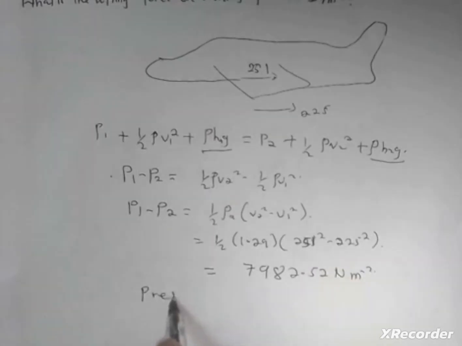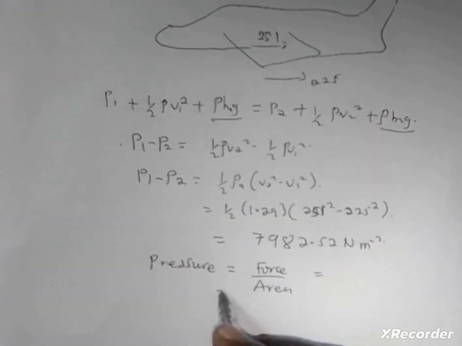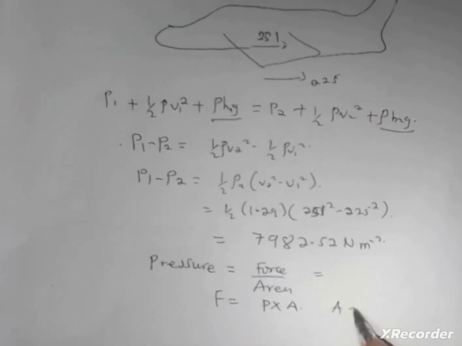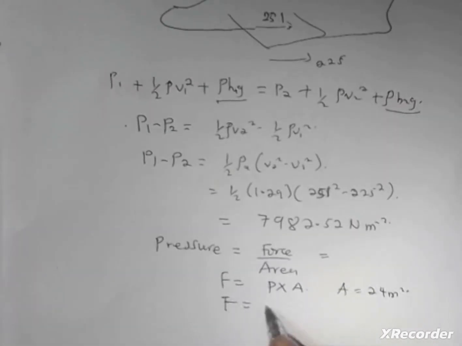Pressure, as we know, is equal to force over area. And the force now is what we want. So my force is simply going to be pressure times what? The area. Area was given in the question as 24 meters squared. Therefore, my force is simply equal to 7,982.52 by the area 24.